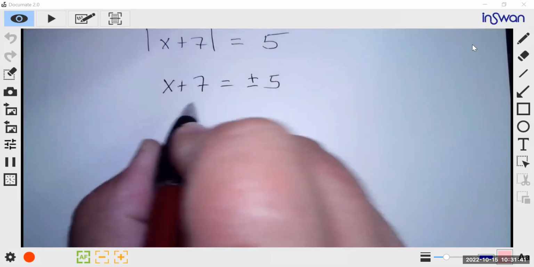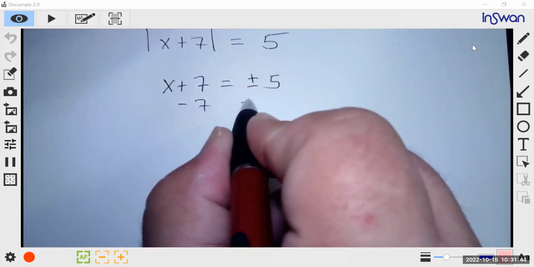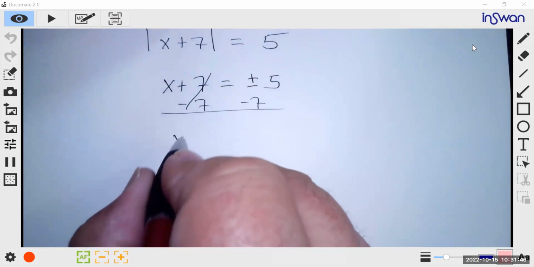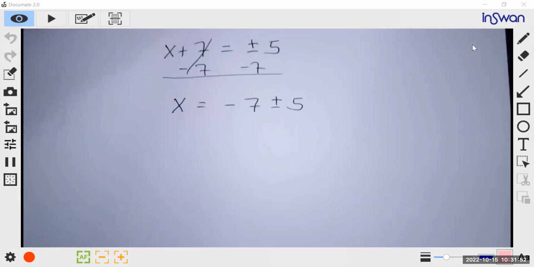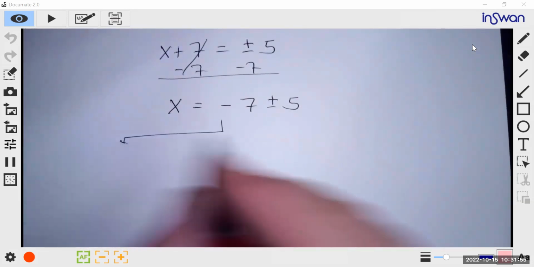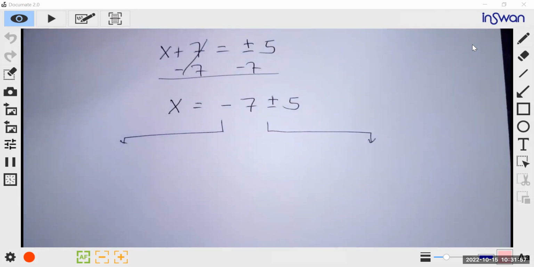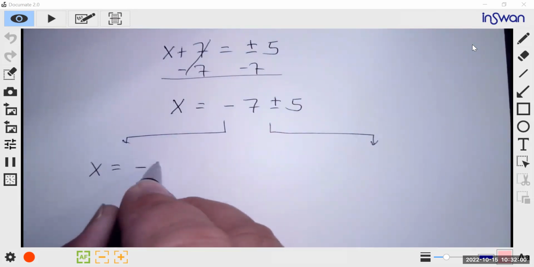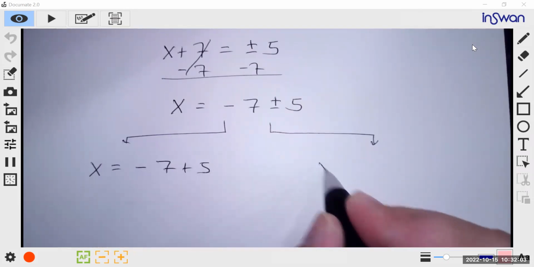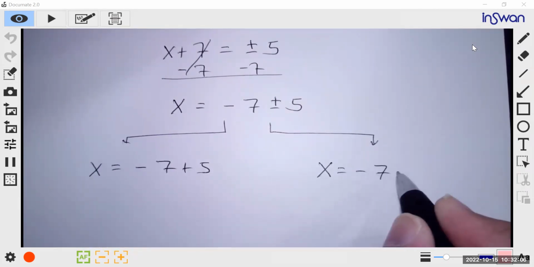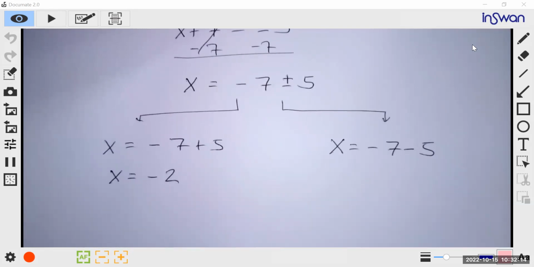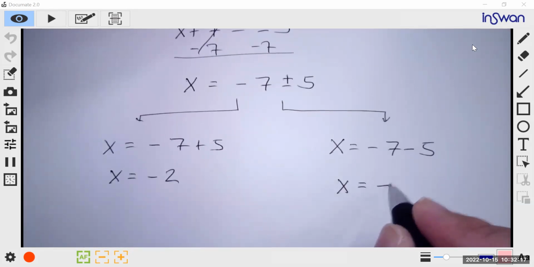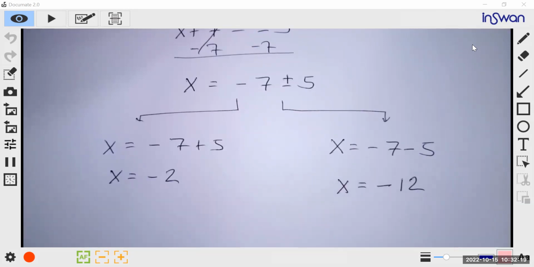Solve for x. I subtract 7 from both sides. X equals -7 plus or minus 5. -7 plus 5 equals -2, or -7 minus 5 equals -12.